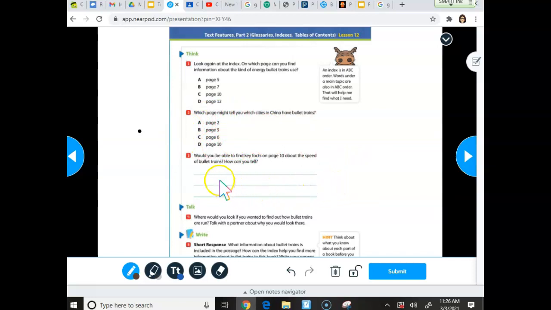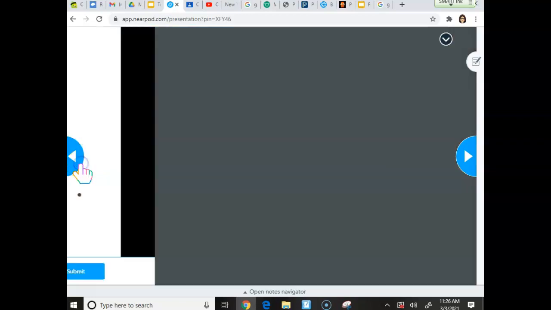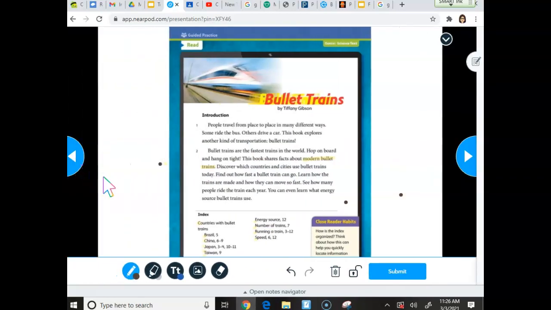Number 3. Would you be able to find key facts on page 10 about the speed of bullet trains? How can you tell? All right, where does it talk about speed? All right, can you find any key facts on speed on page 10? Yes or no? And you'll tell why.